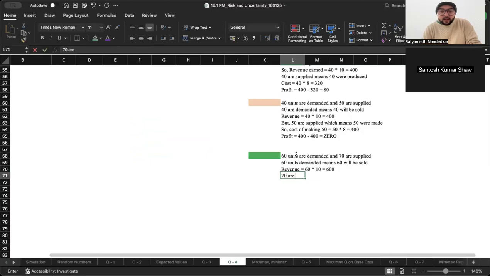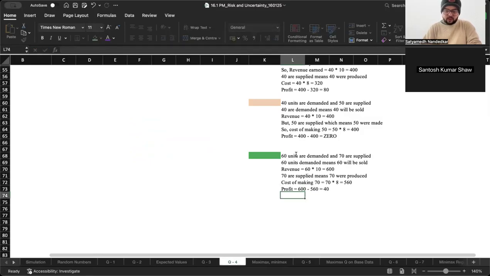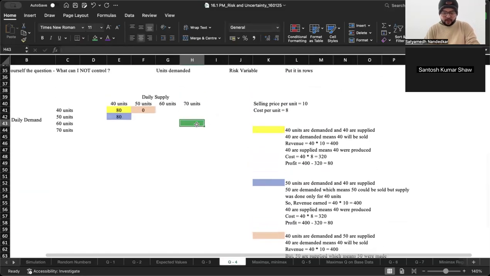ठीक है. 70 are supplied means 70 were produced. So cost of making 70 is 70 into 8. 7 eights are 56. So 560. Profit will be 600 minus 560 equal to 40. यहाँ पे you should write down 40. So this is how we are constructing this table, which is known as the payoff table.